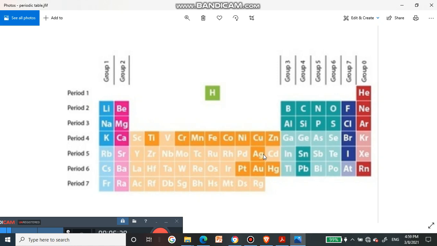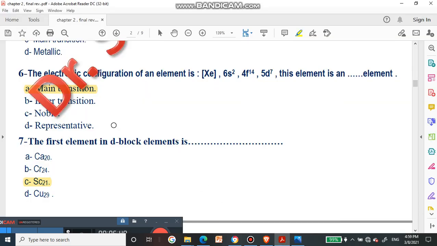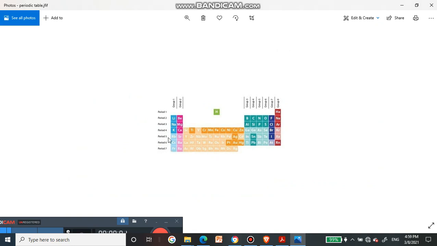Among the non-metals, inside this part we have transition elements. Which kind of element? We have periods 4 and 5, which we call main transition elements, and below, periods 6 and 7, we call them inner transition elements. So here we have periods 4 and 5.